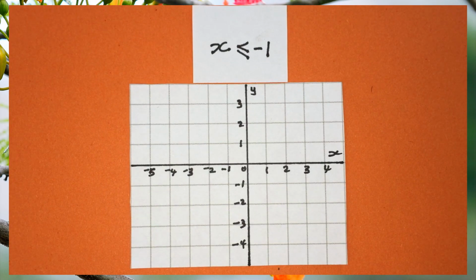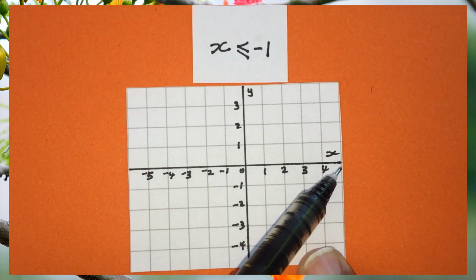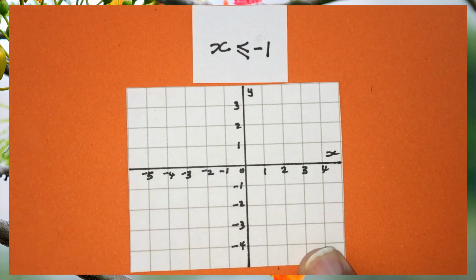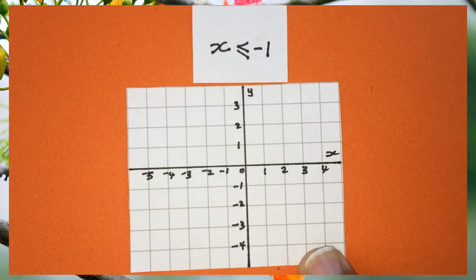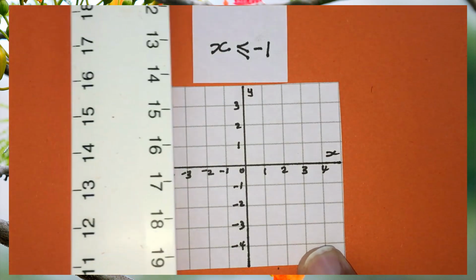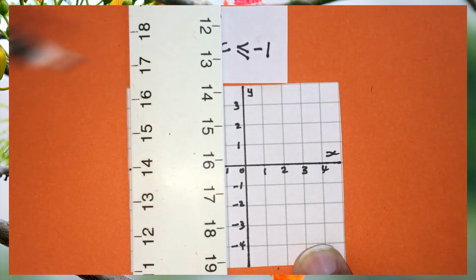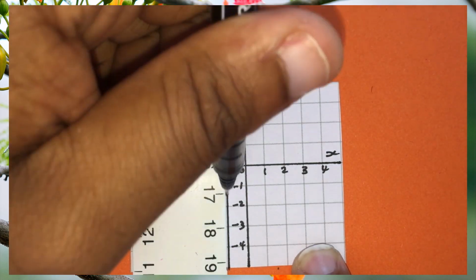Next example, we're looking for x is less than or equal to -1. So we're comparing x and -1. We're going to look for -1 on our x-axis, and that's right here. Now that the inequality sign has the equal under it, we're going to have to draw a solid line at -1. So this is a solid line or an unbroken line. Good.